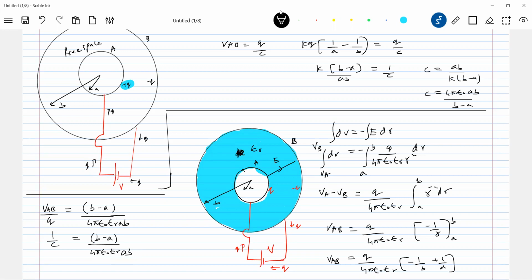Okay, now all together. So what will happen to the capacitance? It is 4 pi epsilon r AB by B minus A. So here also the capacitance will increase by epsilon r times. When you fill up a dielectric medium in the region between the shells, it will increase by epsilon r times.